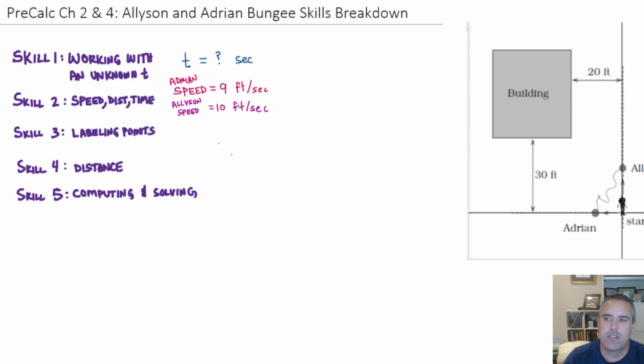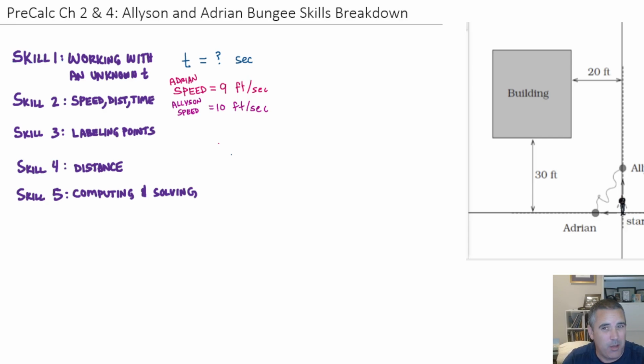Hello there, math fans. I'm going to talk about a problem that occurs in a couple of our sections of Math 120. It's this Allyson and Adrian attached by a bungee cord at the ankles. One is going north, one is going west. And the real point of the question is just to practice working with distance and rates.